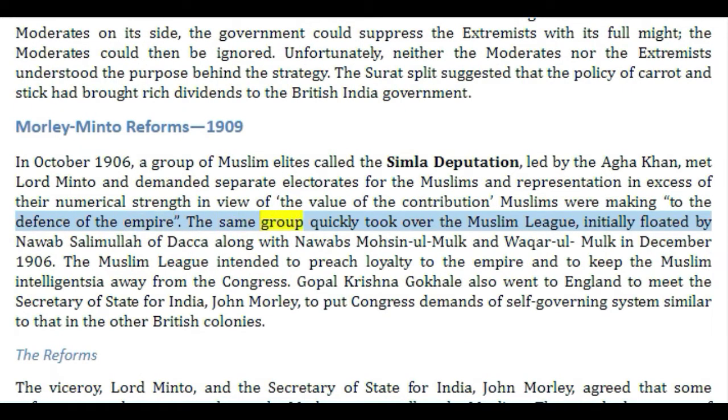The same group quickly took over the Muslim League, initially floated by Nawab Salimullah of Dhaka along with Nawabs Mohsinul Mulk and Waqarul Mulk in December 1906. The Muslim League intended to preach loyalty to the empire and to keep the Muslim intelligentsia away from the Congress. Gopal Krishna Gokhale also went to England to meet the Secretary of State for India, John Morley, to put Congress demands of self-governing system similar to that in the other British colonies.